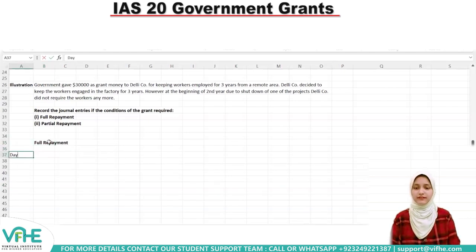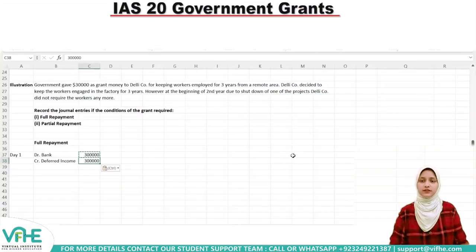Your day 1 journal entry is going to be, at least, debit bank, because that's simple. Whatever the case, your bank is getting hit by 300,000. So this is simple to record. Credit what? Credit deferred income, because on day one you're not fulfilling anything. This is your liability standing in the balance sheet because you don't deserve this income yet. You've not done anything to deserve it.